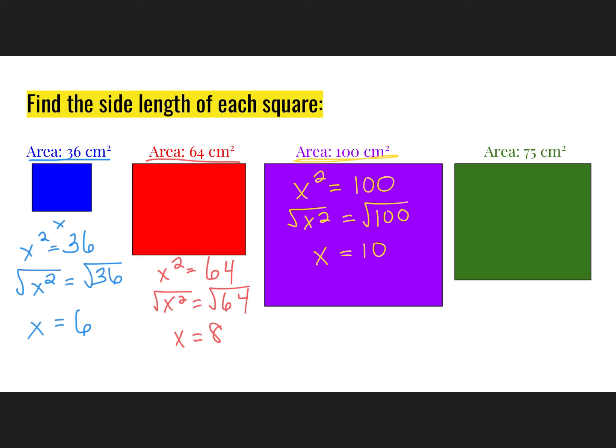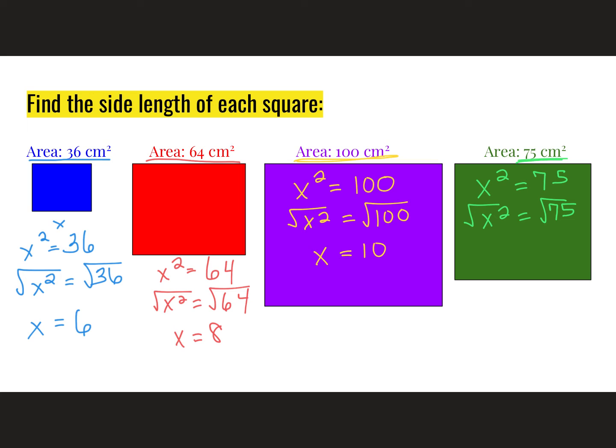And finally, here my area is 75. So I have x squared equals 75. So when I take the square root of both sides, the square root of x squared equals the square root of 75. Well, that was not a pretty 5, was it? So let's try this one, 5. There we go. So if I put the square root of 75 into my calculator, I'm going to get 8.660.